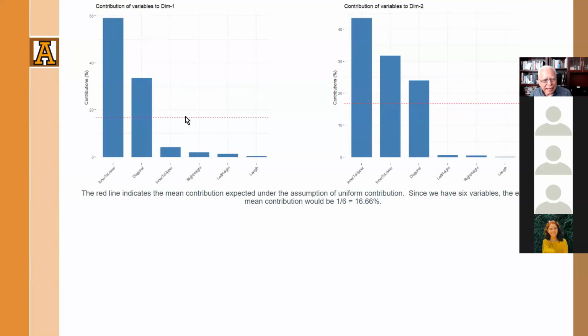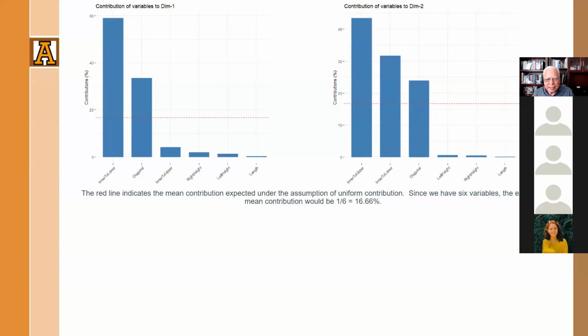This red line here shows the expected contribution if all the variables contributed the same to all the components. So if all the variables contributed the same to all the components, the red dotted line would show the expected contribution of each of the variables to the different components.